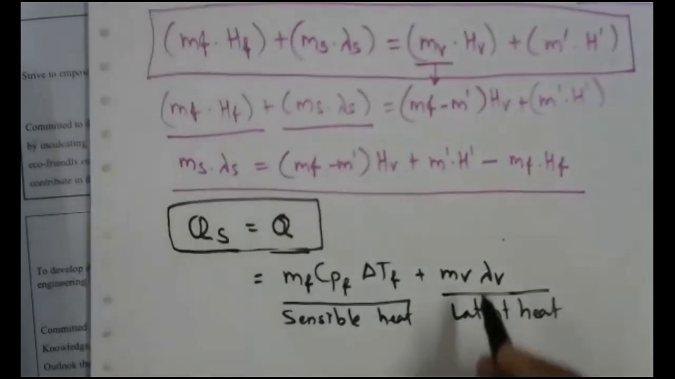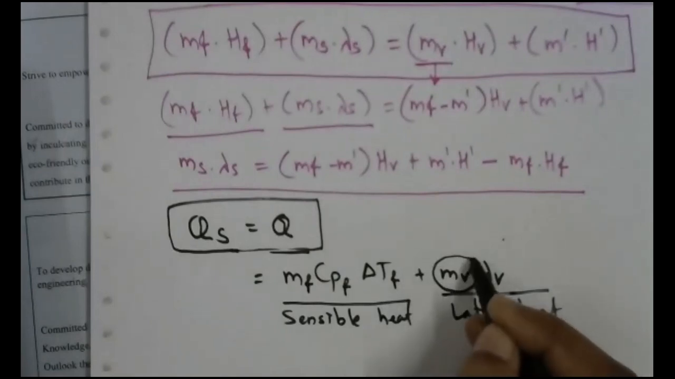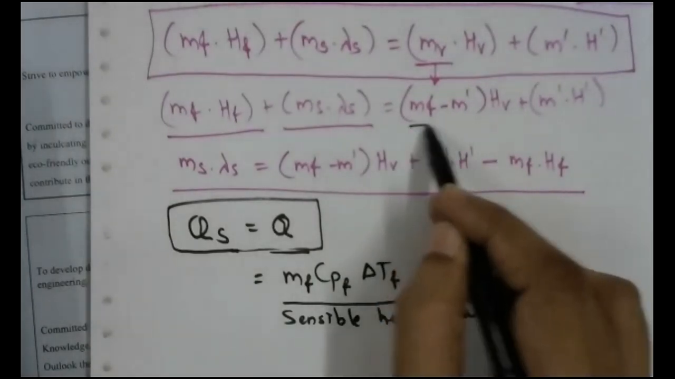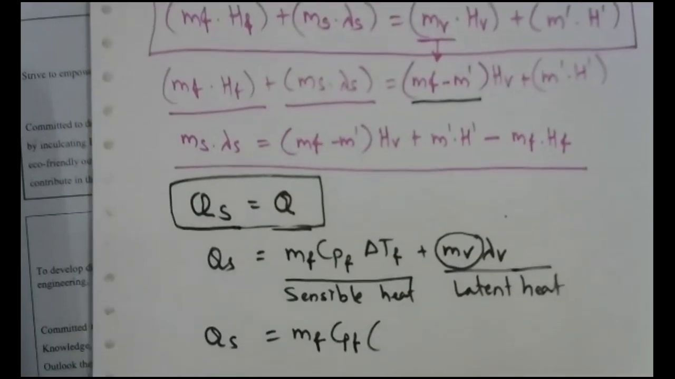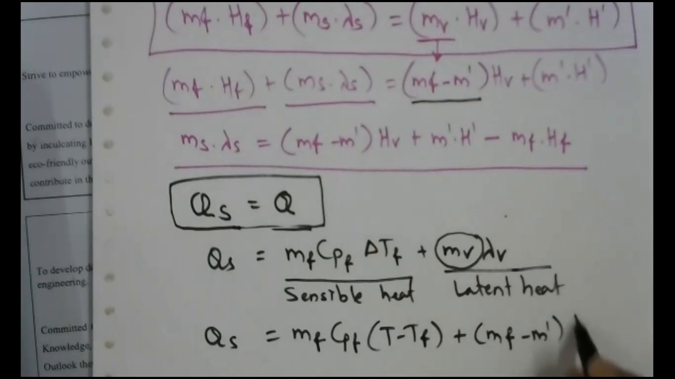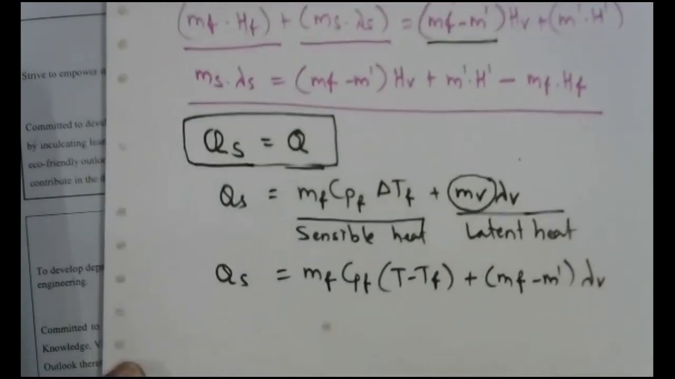Right? So this MV we have already discussed. It can be replaced by the MF minus M dash also. So we can write this QS is equal to MF CPF, and this delta TF is nothing but T minus TF plus, now this MV can be replaced as MF minus M dash lambda V.